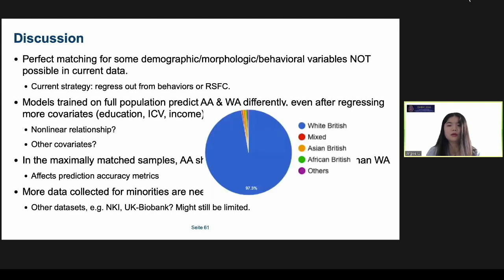For example, in the UK Biobank data, the second largest ethnic group is Asian British, but it only occupies 1% of the total sample size. There are only around 300 Asian subjects with both functional connectivity and cognitive behavior data collected before any quality control. So we need some databases which have larger representation of minorities.